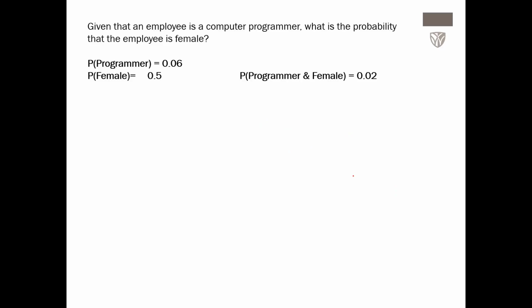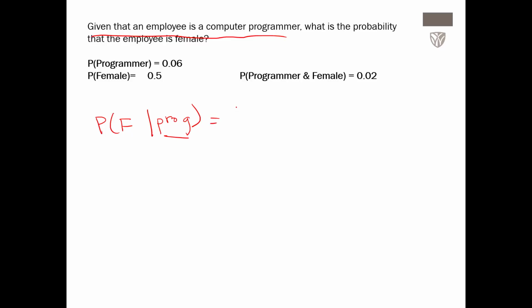We could also ask the converse question: given that an employee is a computer programmer, what is the probability that that employee is a female? Well, in this case, the thing that we're given, the thing that goes on the right-hand side of this bar, is the fact that an employee is a computer programmer. So our given piece of information is that the individual is a programmer. What we want to know is, given that information, what's the probability that that individual is also a female?